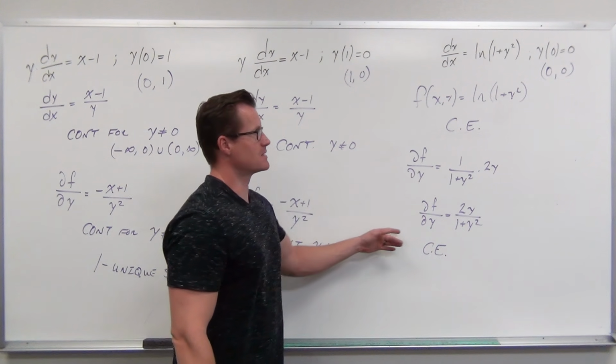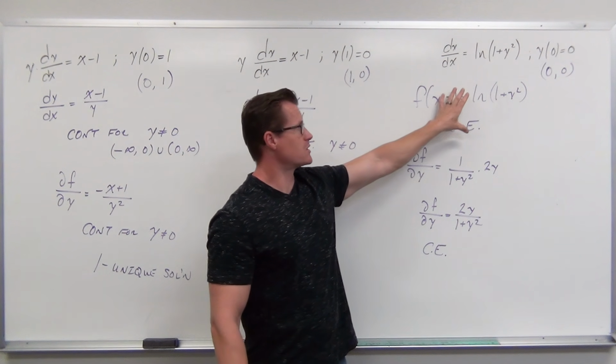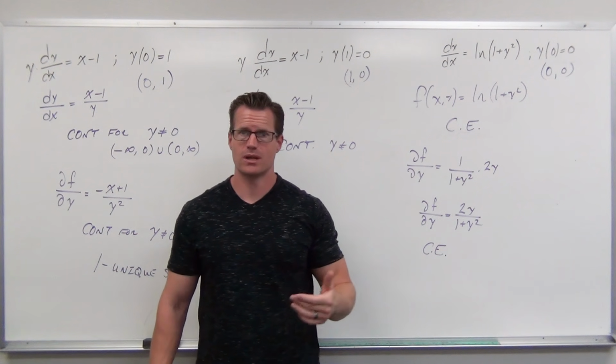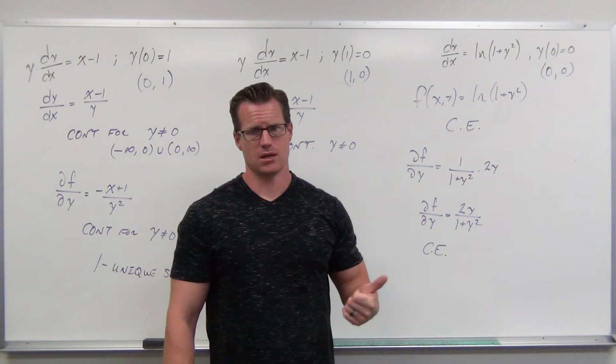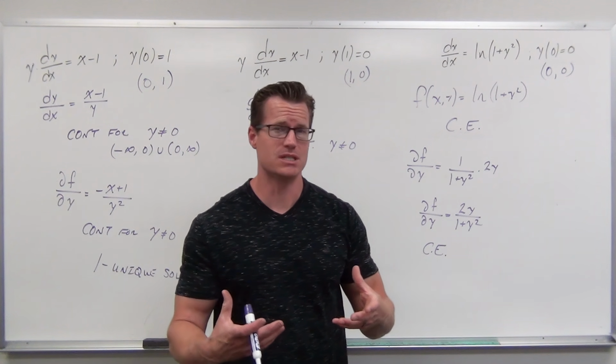And for that reason, it's continuous around the neighborhood of that point. So the function itself is continuous around the point, and the partial derivative is continuous around the point. Again, we get one unique solution. I hope that makes sense. I hope now that we've fleshed out the idea, it's not that big of a deal to you.